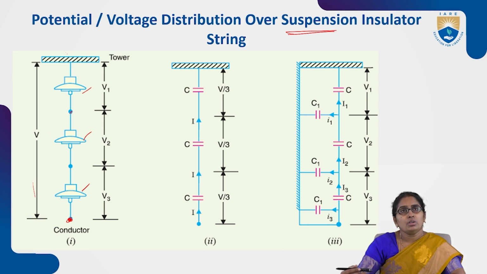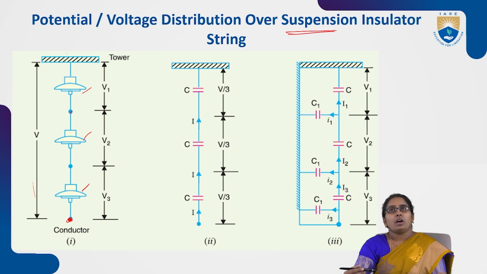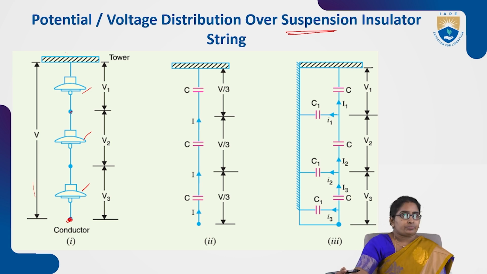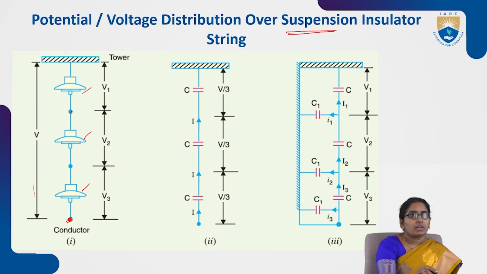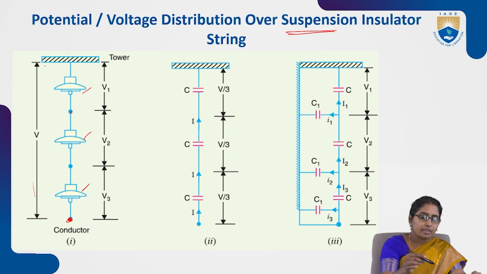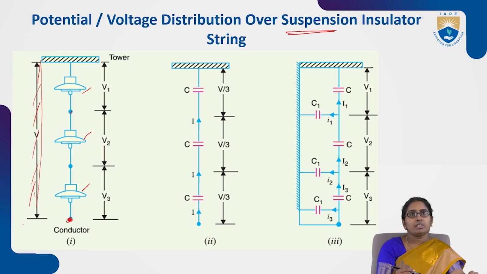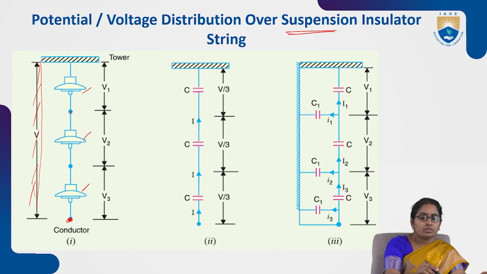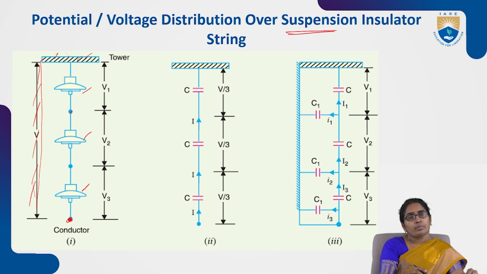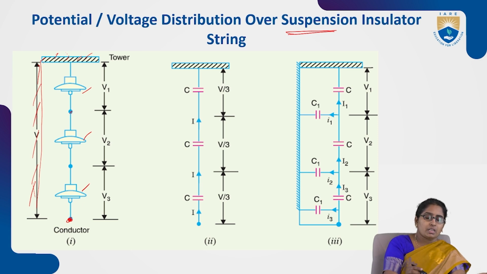In my last lecture also, I showed how it looks. So this is a cross arm, and on the other side there is a pole, a support. This is the whole arrangement, and below, the transmission line conductor is passing. Here we can see three porcelain discs.